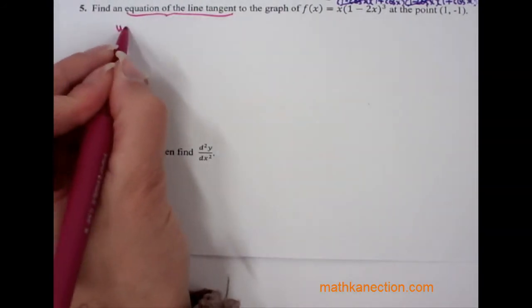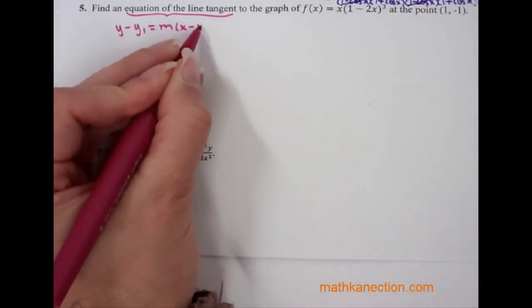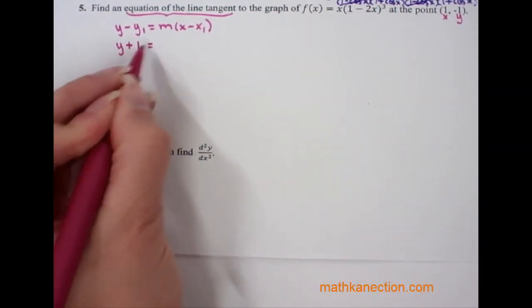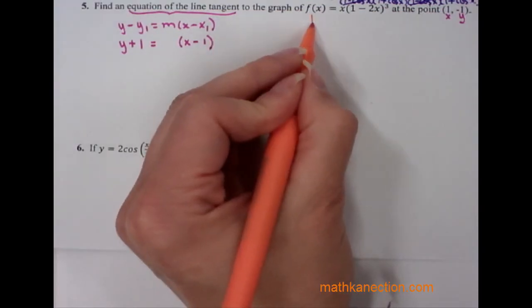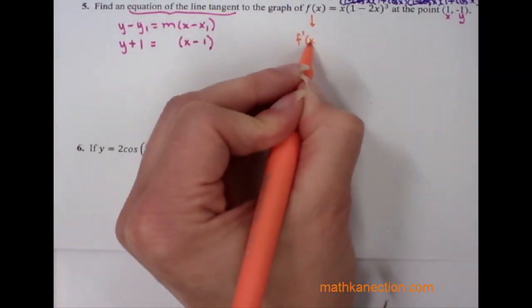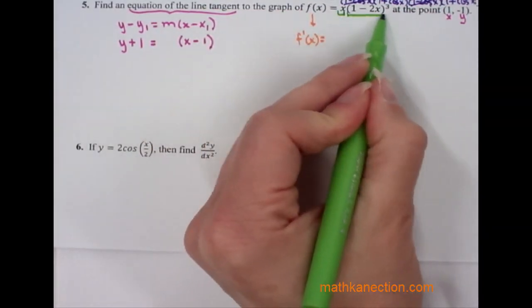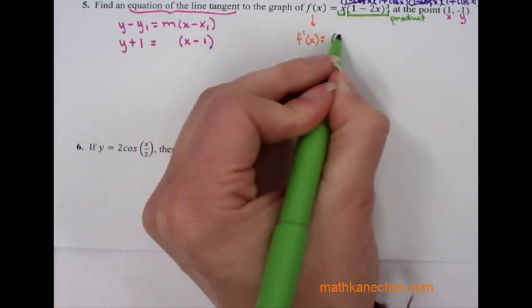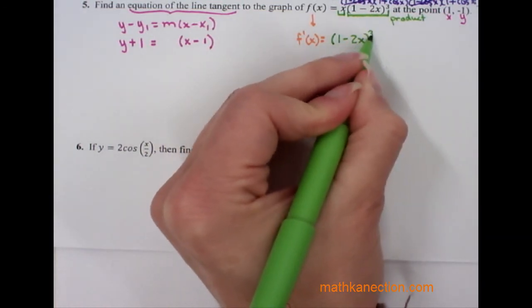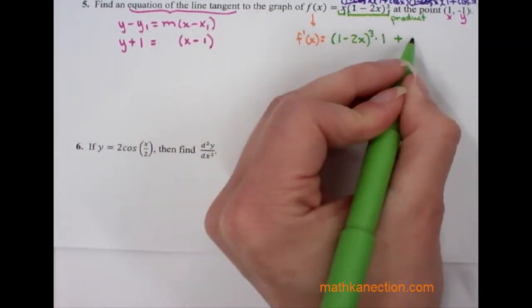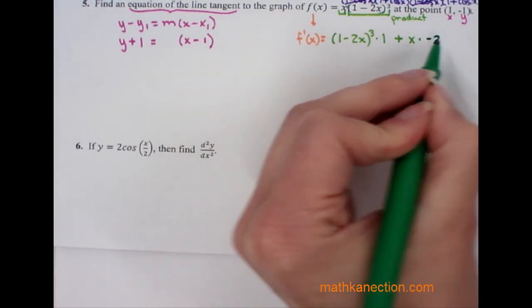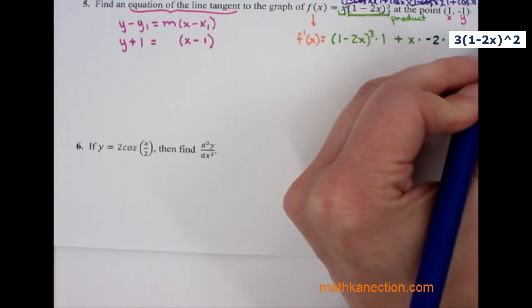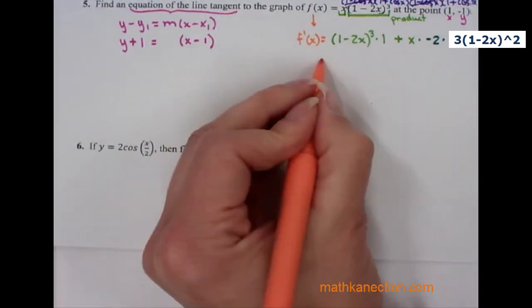We're going to write the equation of a tangent line, which is y minus y1 equals m times x minus x1. We have the given point, so we'll put in the y value and the x value. And now we'll get the slope, take the derivative. We have a product rule. So here's g, 1 minus 2x to the third, multiplied by f prime, which is 1, plus f, which is x, multiplied by g prime, which is a chain rule. Derivative of the inside is negative 2. Derivative of the outside is 3 times 1 minus 2x squared.